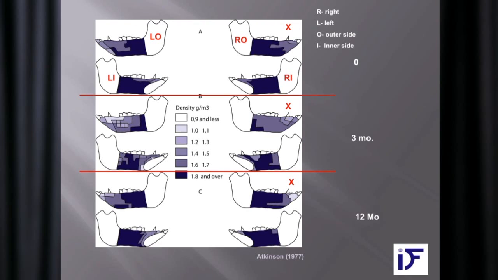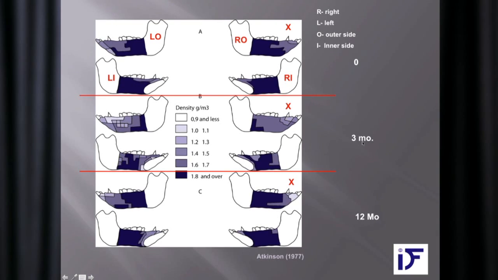This graph was taken from a paper by Atkinson, 1977. It's a very interesting paper. So what he did, he worked with pigs, and he created a cartography of mineralization of the cortical bone of the pig. So you see the left outside of the mandible, the left inside of the mandible, the right outside of the mandible, the right inside of the mandible. And this is the start point of the experiment. You see that there's quite a high mineralization in this area, a little bit lower mineralization in this area, and this is the start point.